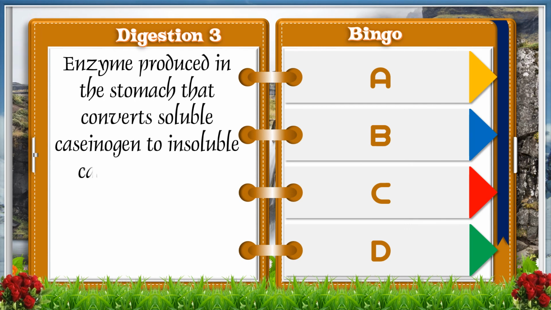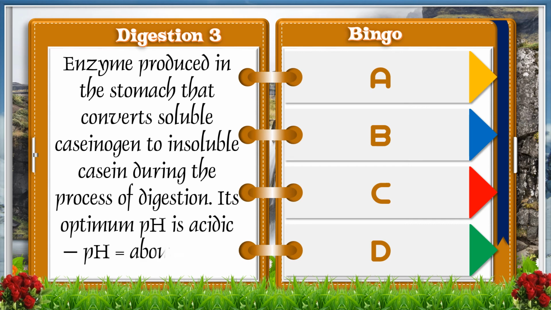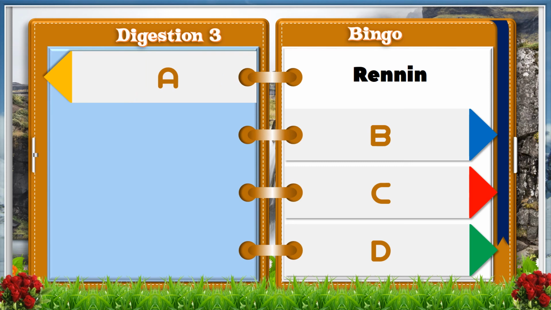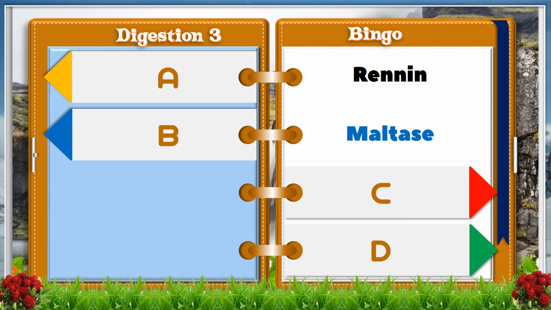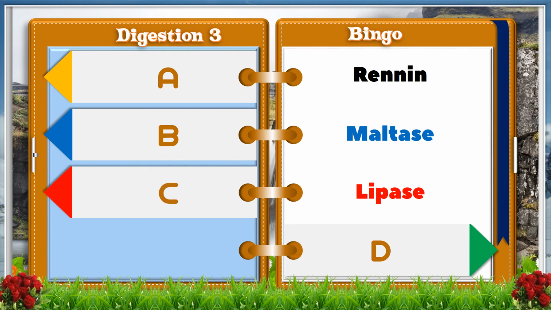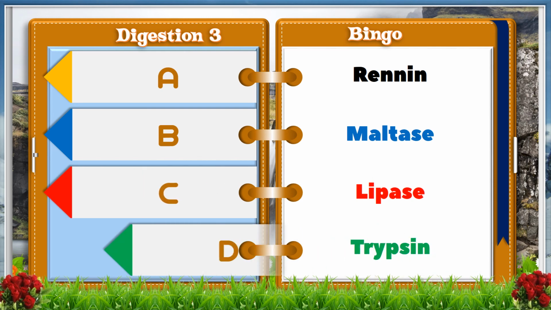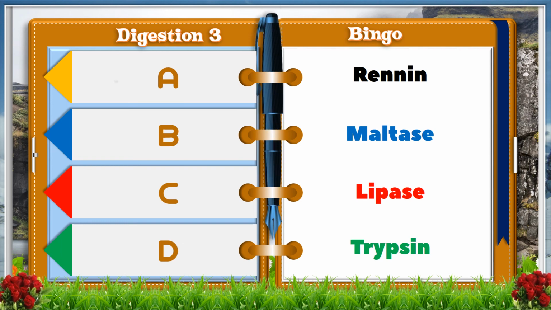Enzyme produced in the stomach that converts soluble caseinogen to insoluble casein during the process of digestion. Its optimum pH is acidic, pH ranging from about 1 to 2. A. Renin. B. Maltase. C. Lipase. D. Trypsin. And the answer is A. Renin.